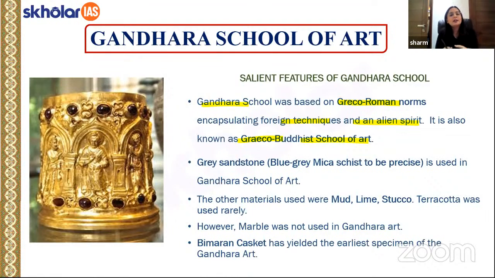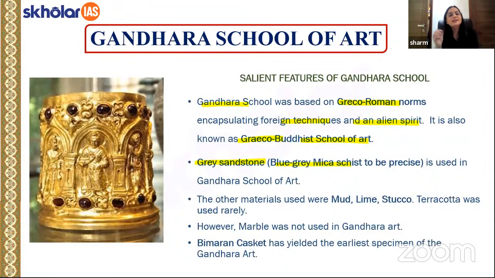So naturally, this particular school of art had many influences, particularly that of the Greek and Roman culture. Now, students, we are going to talk about the choice of the material of construction that was taken by the Gandhara sculptures. Herein, the choice of construction was grey sandstone, and particularly the usage was of blue-grey mica schist. Okay, so you have to remember these two names: grey sandstone was used and particularly blue-grey mica schist was used in making sculptures of the Gandhara School of Art.